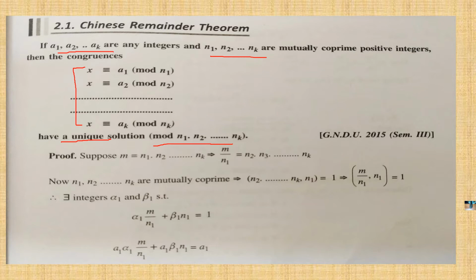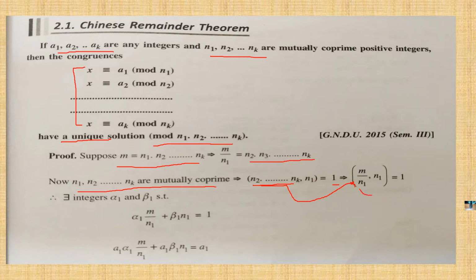First of all, suppose a number m that is the product of these numbers n1, n2, nk. If we take m upon n1, then we will get n2, n3, nk. Now, since these are co-prime numbers, the GCD of n1 and m upon n1 will be 1, because this part doesn't contain n1. So their GCD is 1.